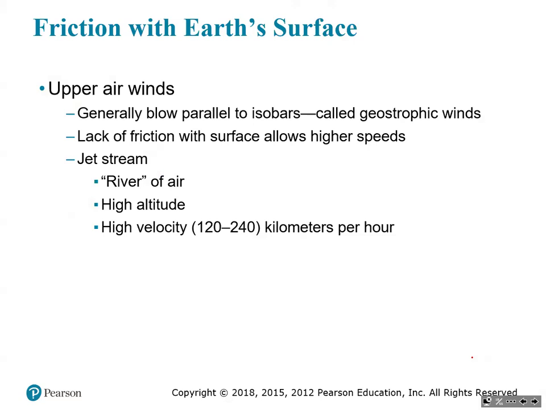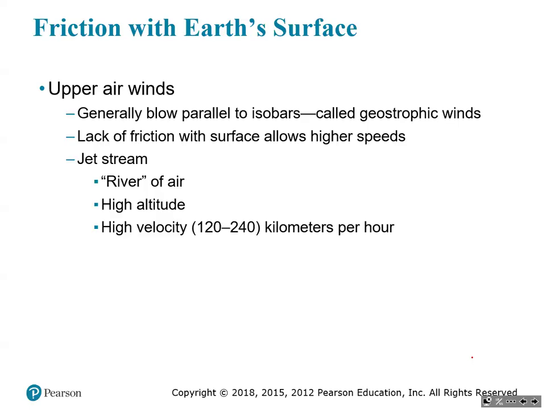So the combination of those three factors, pressure gradient force, the Coriolis effect, and friction, leads to certain patterns in the way that wind blows. High up in the upper atmosphere, upper air winds actually end up blowing parallel to isobars because they get bent by the Coriolis effect until they're going parallel, at right angles to the pressure gradient force.